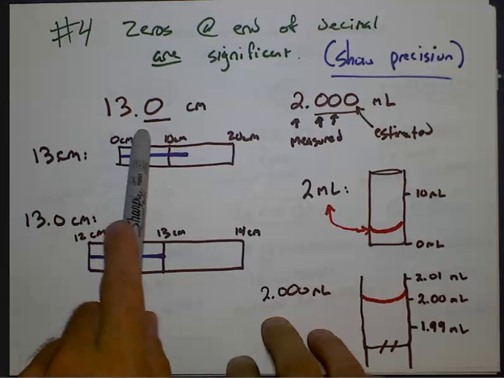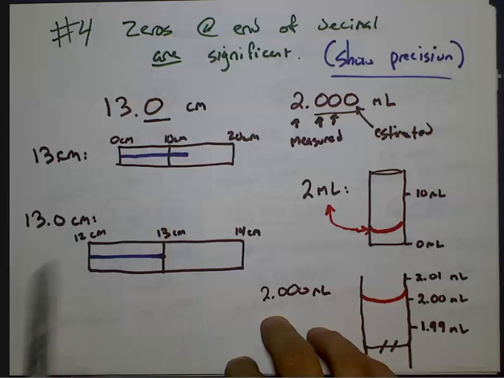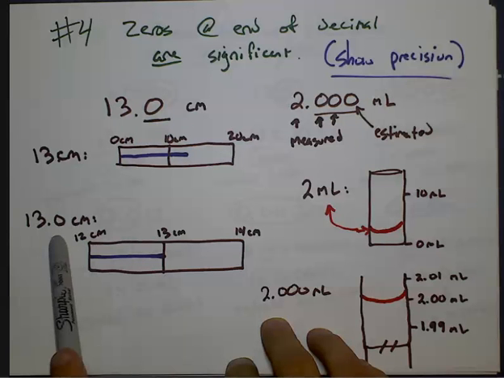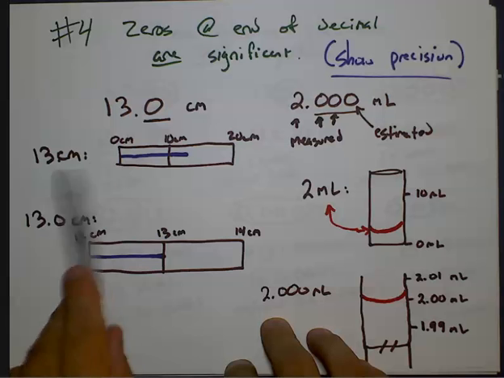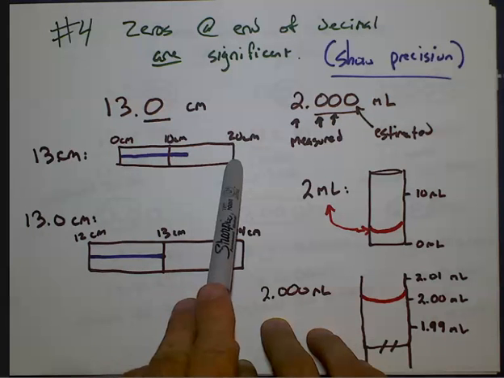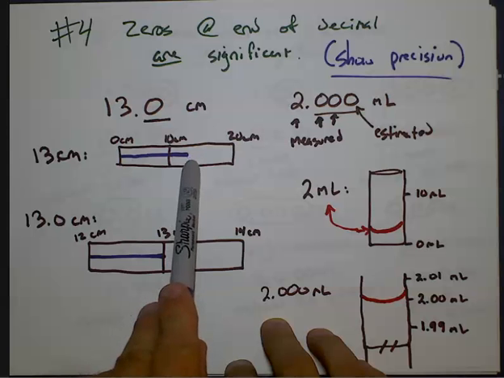So when we see 13.0 centimeters, here's what it means. It means we've measured 12, 13, 14, we've measured the 13 centimeters, and we estimate that it stops right there. That's that 0.0, that estimated digit right there. If we were to just write 13, it would basically be like we're counting by tens, 0, 10, 20 centimeters, and we've estimated it's 3 past 10.